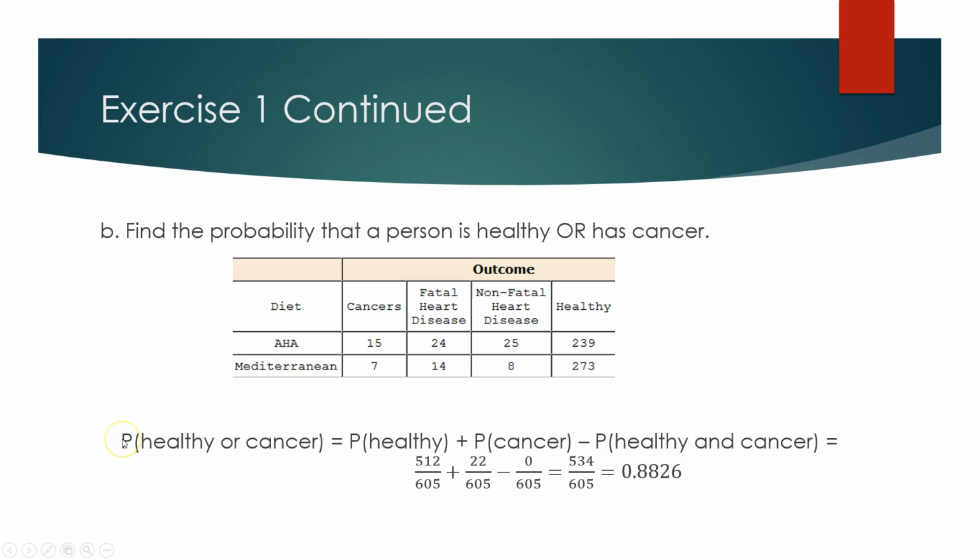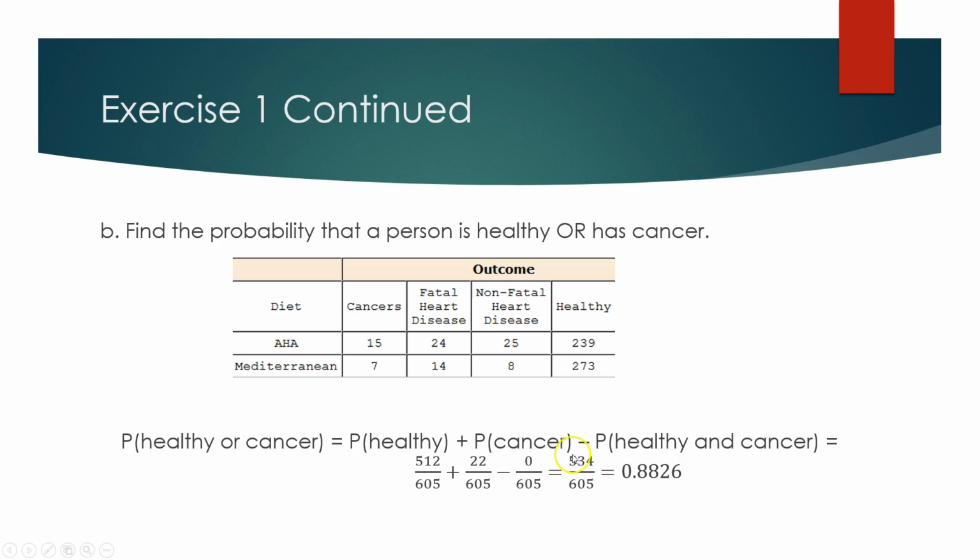By the rule, the probability that the person is healthy or has cancer is equal to the probability that they're healthy plus the probability that they have cancer minus the overlap, which is the people that are healthy and have cancer, which in a realistic sense would be nobody. When you find these totals here, there's 512 out of 605 that were healthy, 22 out of 605 had cancer, and again there was 0 in that overlap.